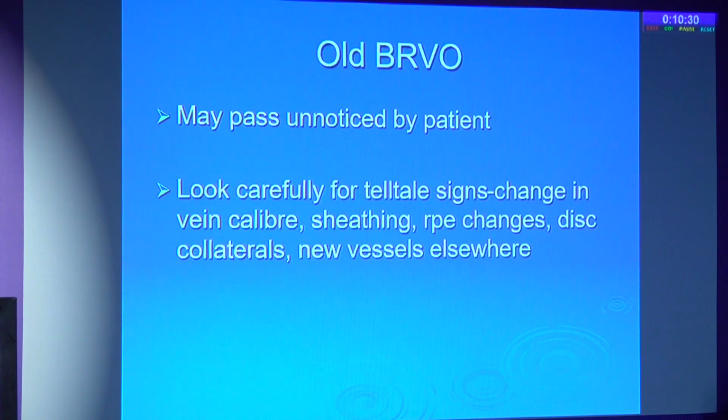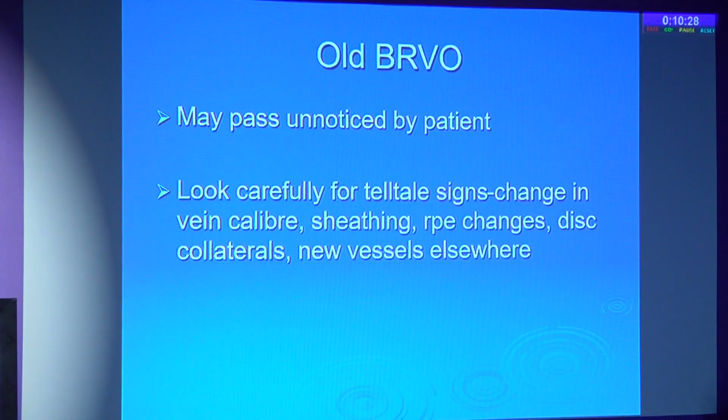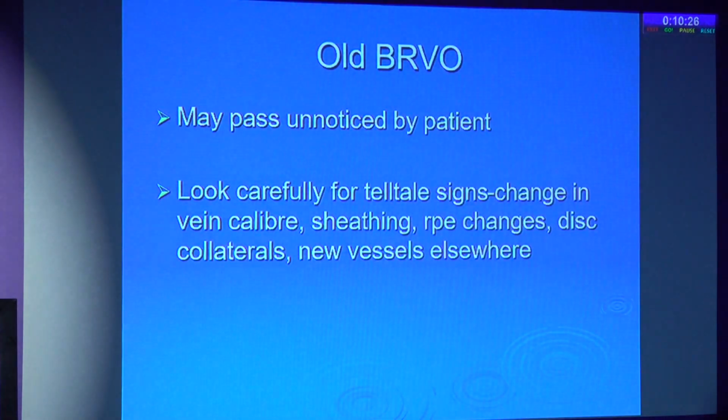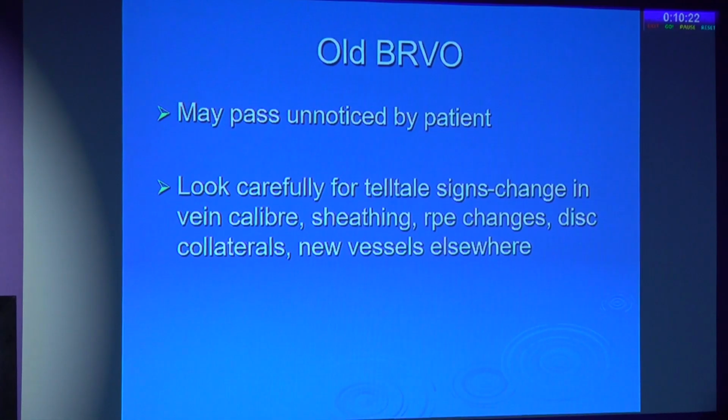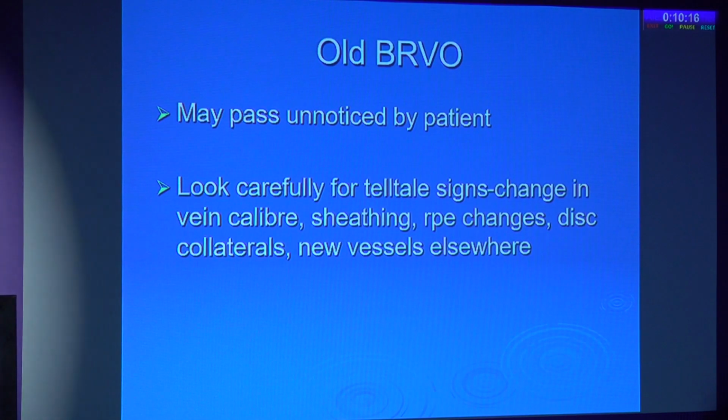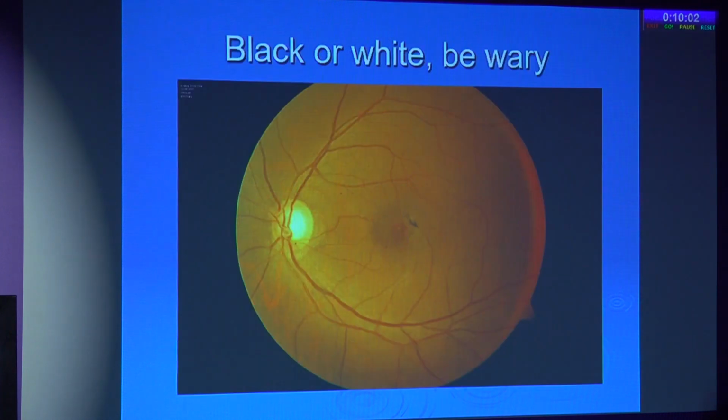An old BRVO, you must understand that sometimes they go unnoticed by the patient, and you have to look for telltale signs, especially when you're looking for a difference in visual acuity that you cannot explain. Look at the change in caliber between the superior arcade and the inferior arcade. That can tell you, or some subtle sheathing, some retinal pigment epithelial changes at the fovea. Disc collaterals are a good clue. Of course, neovascularization is a definite clue that in that quadrant there was old vein occlusion.